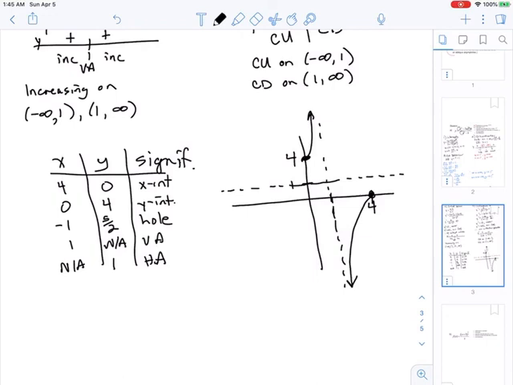And as x goes to infinity, we're approaching 1 from below. And as x goes to negative infinity, we're approaching 1 from above. And there you go. We're done. Oh, sorry, I forgot at negative 1, there's a hole right there. Okay, that's it. We're done.